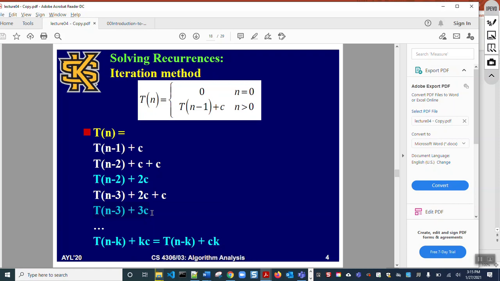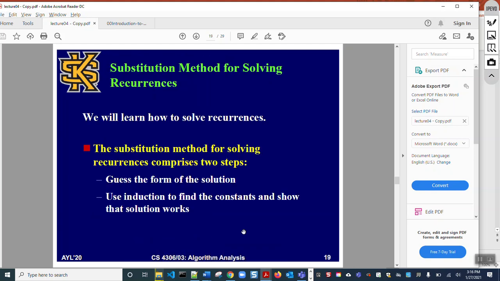whenever we reach a base case or a very lower level case, then what will we get? T(n-k) plus k times C, where k is any integer number, equal to T(n-k) plus Ck. C is a constant, and k is also a number. So this is the iterative process and substitution method.